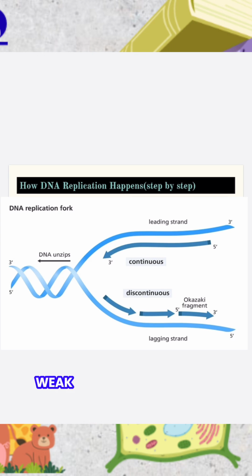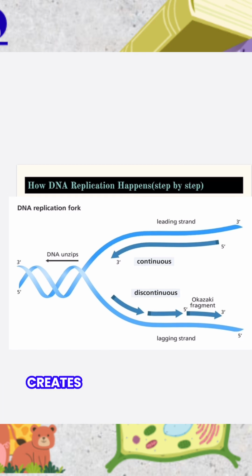by breaking the weak hydrogen bond between the base pairs, A with T and C with G. Now this unzipping creates a Y-shaped structure. Can you see it? Called the replication fork, where the DNA strands are separated and ready to be copied.